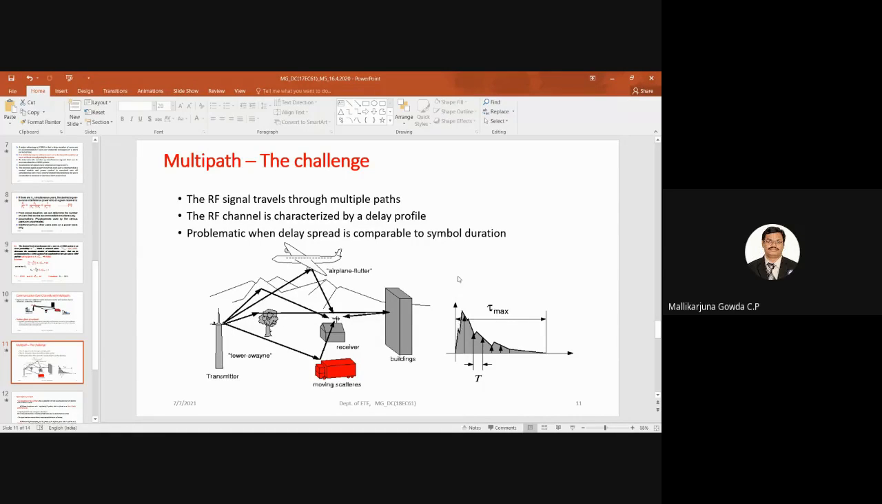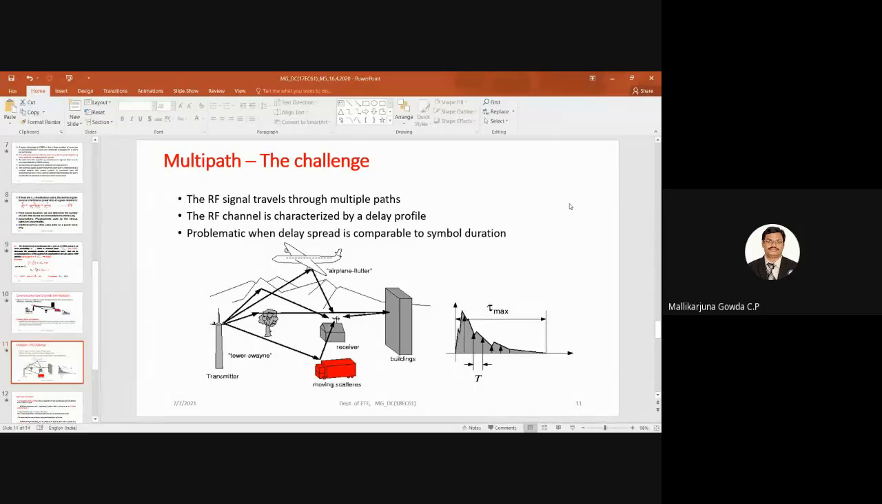If the delay spread is much greater than the symbol duration, then definitely there will be overlap of the present and previous symbols. With that, it leads to interference. So as of now, you just understand that much. We'll have a detailed discussion about inter-symbol interference in the upcoming lectures. Hope you got my point.